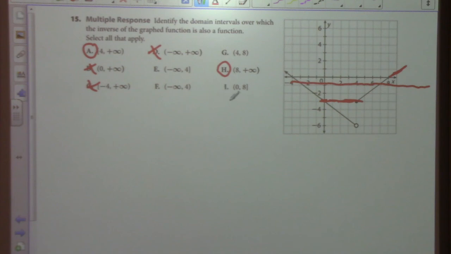And negative infinity to 4, does that work? 4 to 8. Okay, 4 to 8 works, right? Agree with that, 4 to 8? What about 0 to 8? No. Okay, so now we have E and F, which look quite similar. What do you think for E and F?